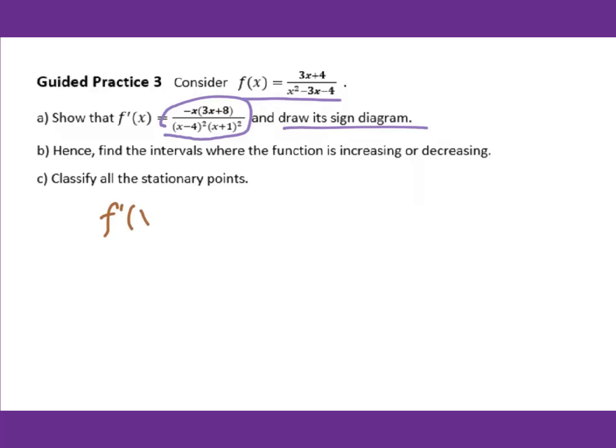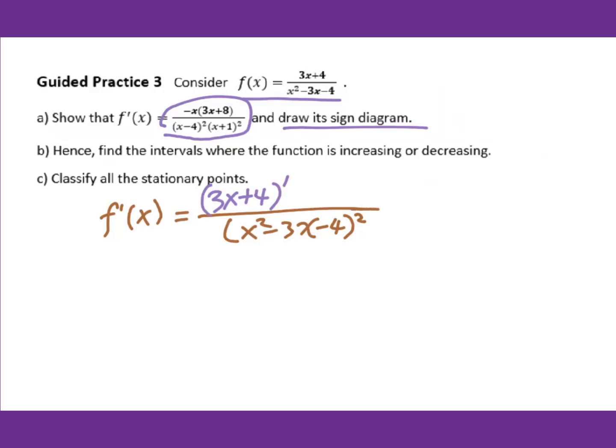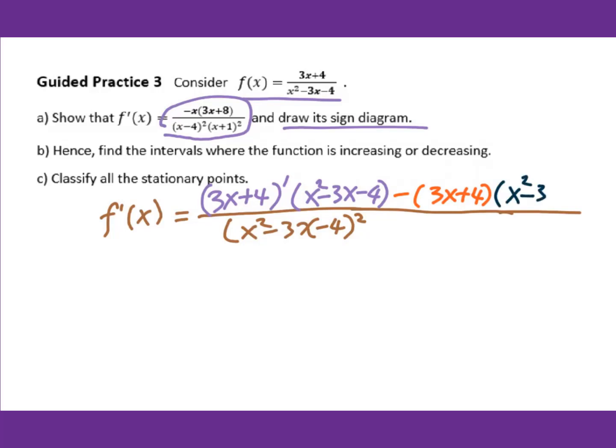So for f prime of x, make sure you have to do the quotient rule. So we have x squared minus 3x minus 4 squared. We got to do 3x plus 4. We do the derivative. Then times x squared minus 3x minus 4. Then here's minus 3x plus 4. You stay. Then you multiply by x squared minus 3x minus 4. We do the derivative.